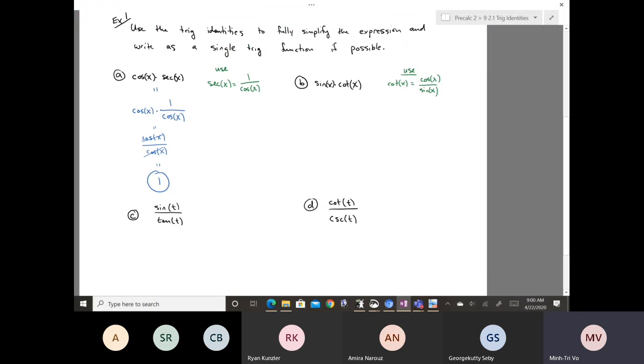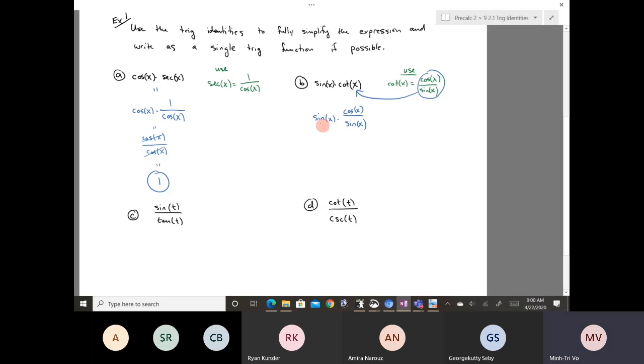So now I just plug it right in, right? This is replacing the cotangent. So when I write it out, what does it look like? Sine x times, and then this thing is replaced by this, so cosine over sine.